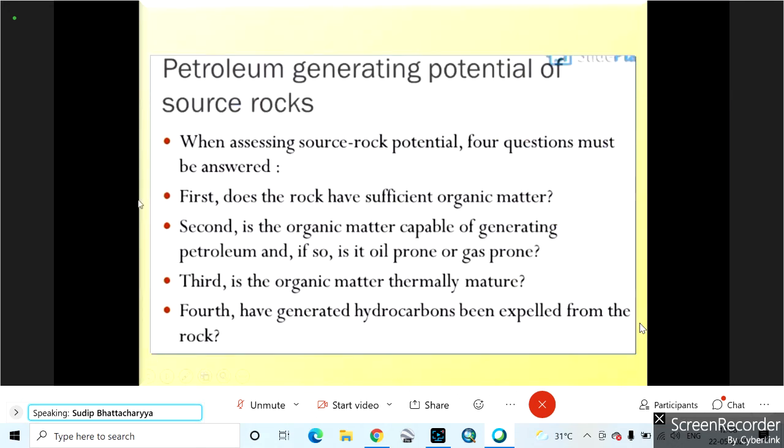Petroleum generating potential: these are the questions you are also having in your mind. I have just jotted them down here. First, does the rock have sufficient organic matter? The question has to be answered first. Second, is the organic matter capable of generating petroleum? If so, is it oil prone or gas prone? For petroleum, that means the liquid fossil fuel.